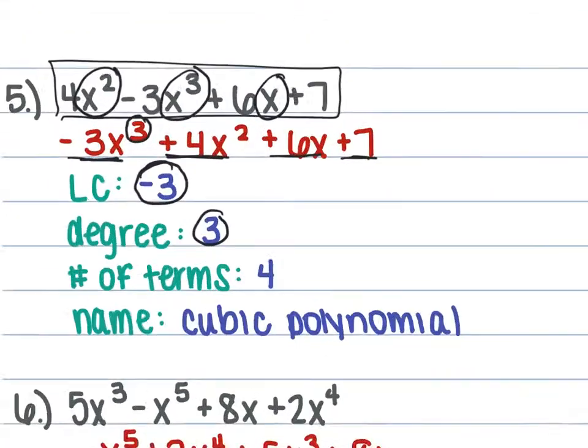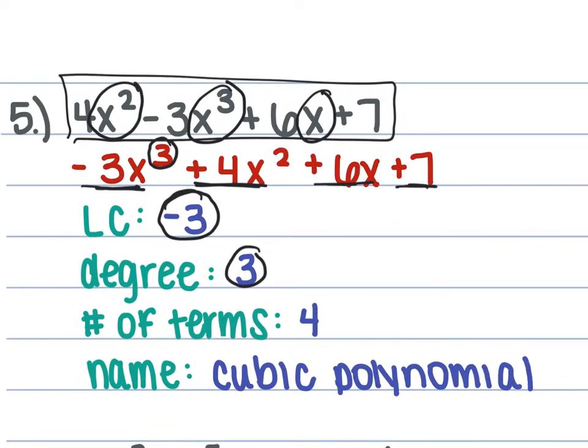So on this one, when we did it, we just looked for the highest degree, but these are a little easier. The number of terms, remember, if you want to know how many terms there are, circle the pluses and the minuses. However many things there are in between them, that's how many terms there are. 1, 2, 3, 4 terms.